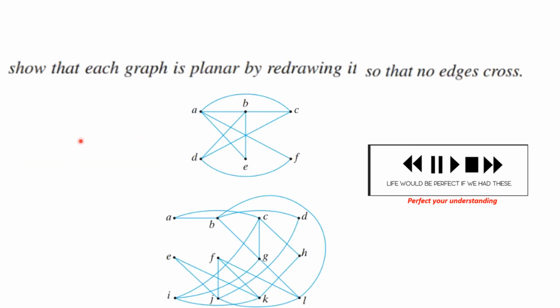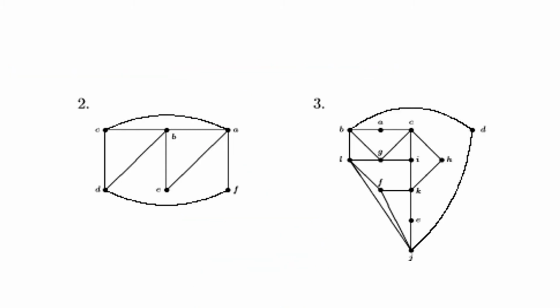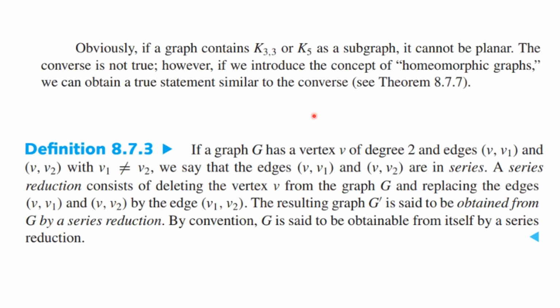Now here's a couple of exercises that just show that each graph is planar by redrawing it so that no edges cross. Give these a go, and we'll see how you did. You could have drawn something different than what we come up with, but these are examples where you could redraw those. Again, these graphs are isomorphic, one with another. Okay, returning back to the main line then.